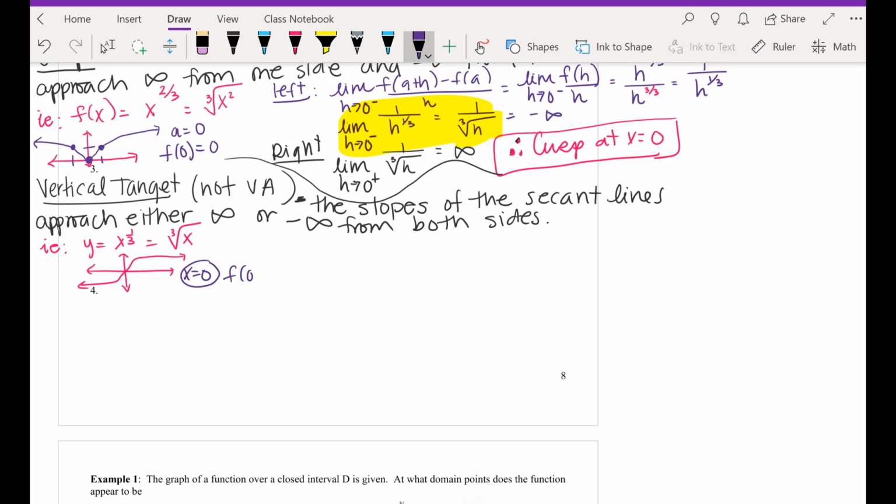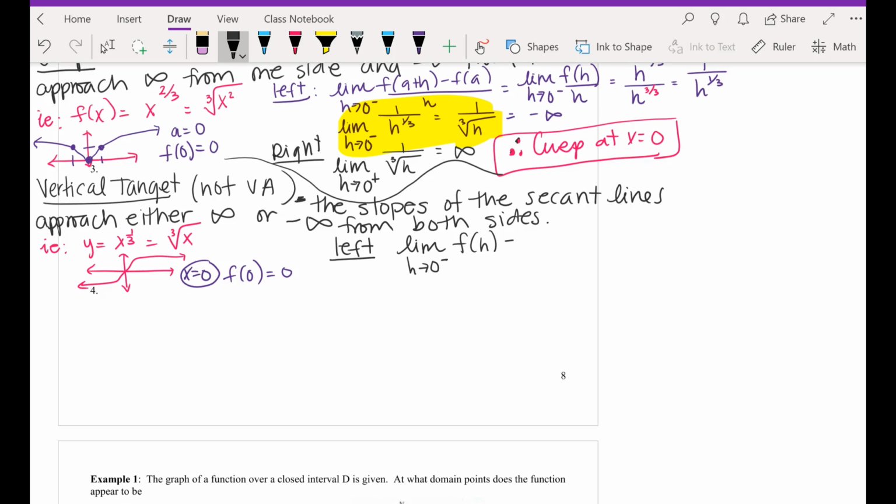By the way, what's f of 0? 0. Okay, let's prove it. What happens? I'm going to do left hand first. Left hand derivative limits. I'm not going to write the formula anymore, so I'm going to plug in x right away. Would that be okay with all of us? Okay, f of a plus h. What's a? 0. That means what's left? h, so f of h minus f of a, which is f of 0.